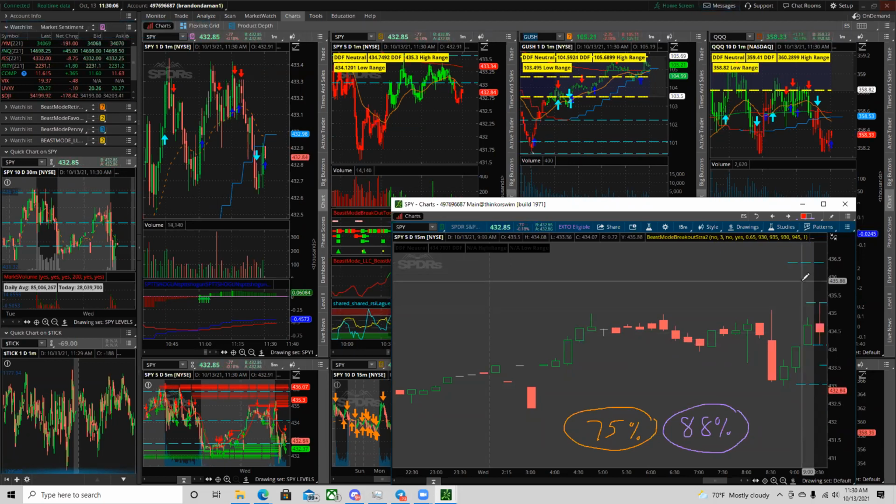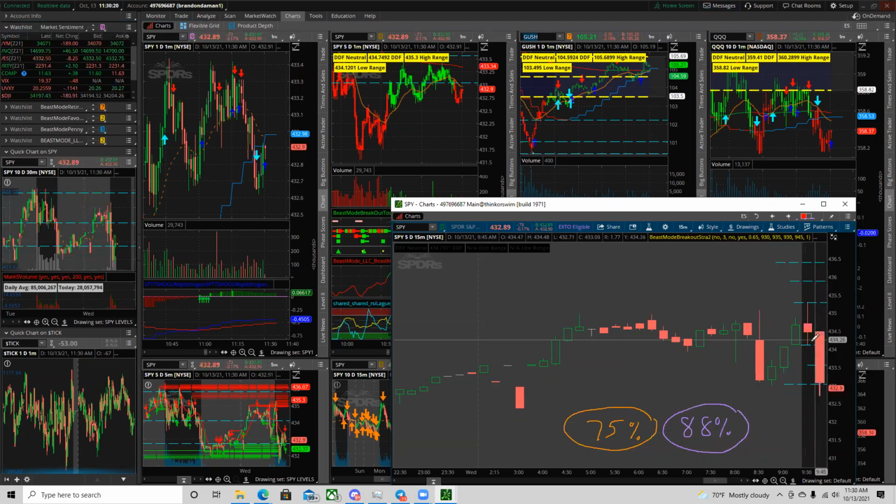Then I'm going to put a line at the halfway point, right? Without even knowing what's going to happen, we have 2 levels and we have a bias. And if it breaks, we know the probabilities. And you know me, I trade probabilities, right? Next 15-minute candle comes. Guess what just happened?